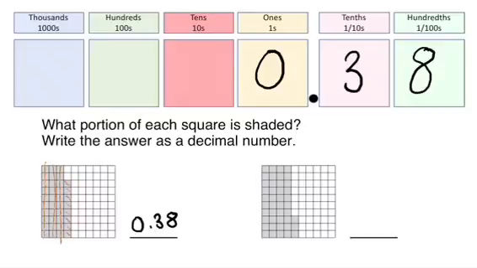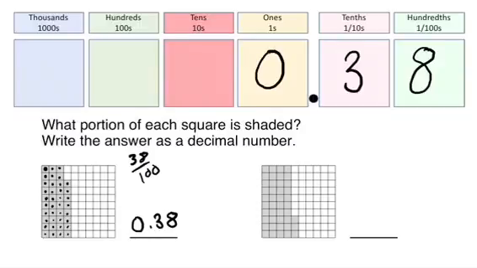There's another way of looking at it. I could literally just count my hundredths. And I could say 1, 2, 3, 4, 5, 6, 7, 8, 9, 10, 11, 12, 13, 14, 15, 16, 17, 18, 19, 20, 21, 22, 23, 24, 25, 26, 27, 28, 29, 30, 31, 32, 33, 34, 35, 36, 37, 38. There's 38 hundredths there.